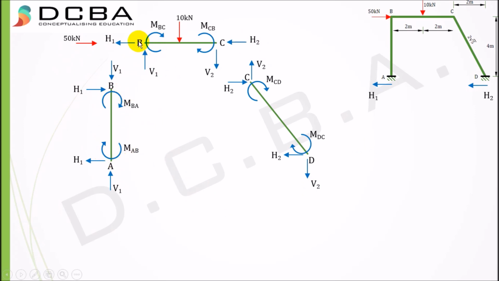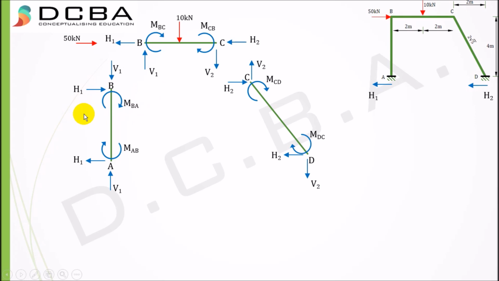MAB, MBA, MBC, MCB, MCD, MDC. I have assumed all to be clockwise. That is just my assumption, because we do not yet know what the value of MAB or MBA is, whether it is positive or negative. If it is positive, then clockwise is correct. If this comes negative, then it means that the direction is anti-clockwise.